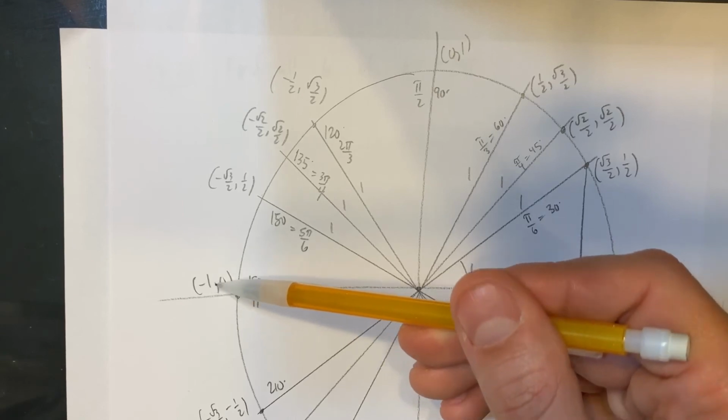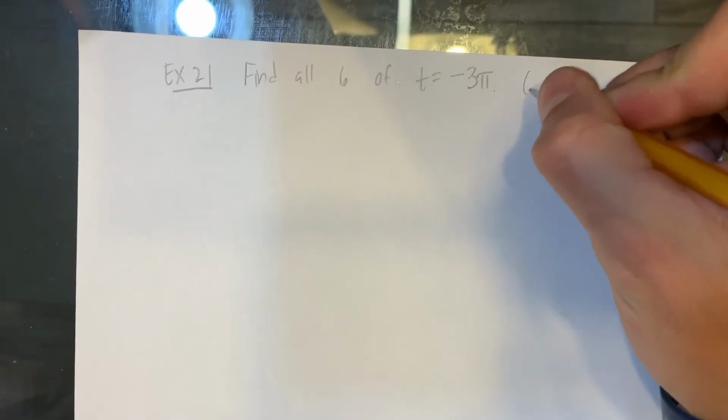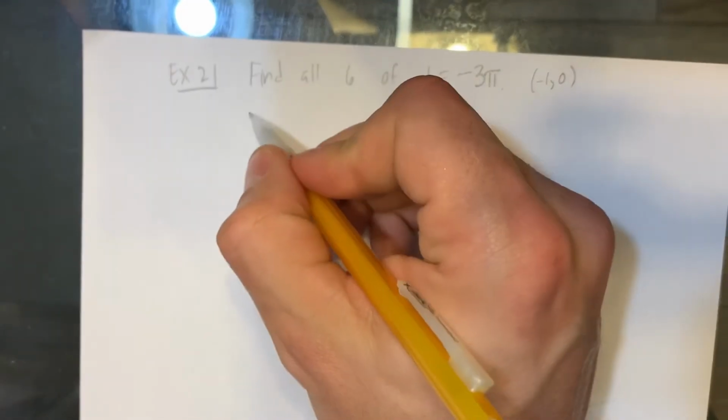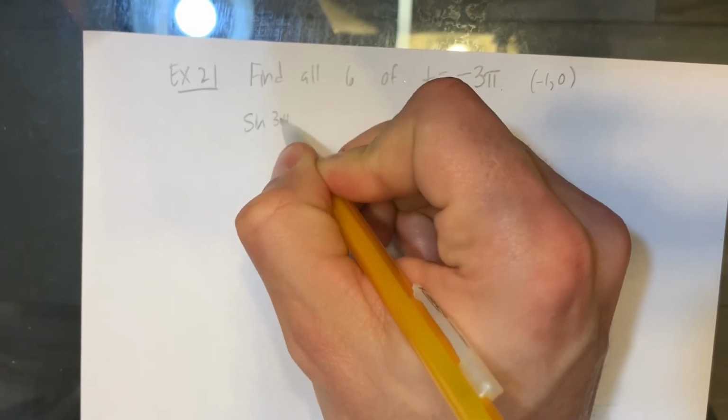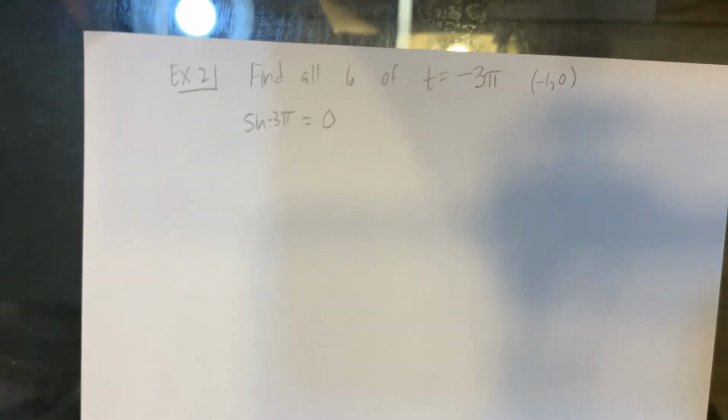And that's negative 1, 0. So let me write down the corresponding coordinate that goes along with 3 pi, and we'll use that to answer the questions. Sine of negative 3 pi is going to be the y value, or 0.